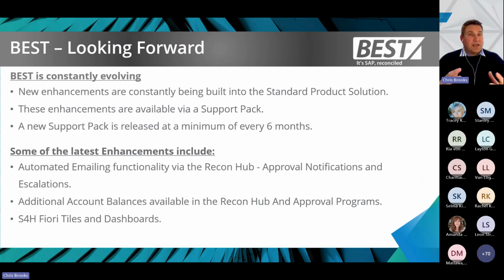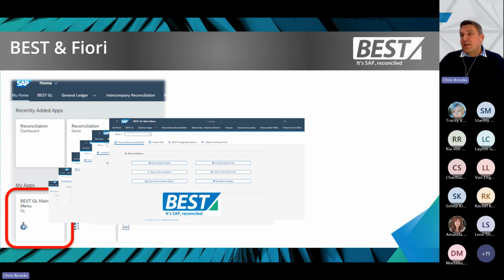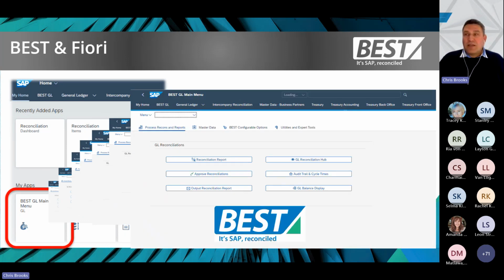And then lastly, looking at S/4HANA Fiori tiles and dashboards, which I'll give you some detail on now. As people are moving to S/4HANA, Fiori is becoming more and more of an almost default user platform for using SAP, and not via the GUI. We can make the Best GL main menu available within Fiori, so that you can click on the tile and have access to all of the Best functionality within Fiori itself.